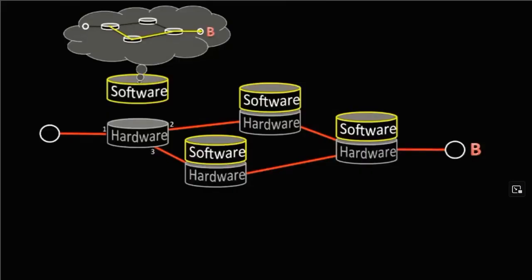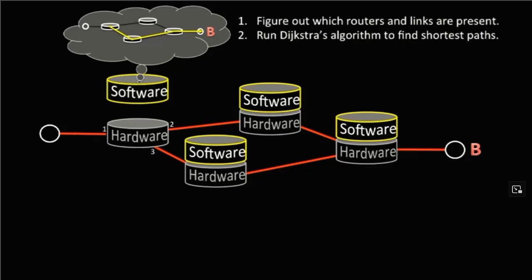It's running that Dijkstra's algorithm. But first of all, it has to figure out which routers and links are present. So it exchanges messages, figures out which ones are present, and then it runs that Dijkstra's algorithm to find the shortest path through the network. Once it's figured out the shortest path, it sends down a whole load of rules down to the hardware that says things like, if a packet is going to B, then send it out of port 3. It's turned a global knowledge of the network into a local rule that it can tell the underlying hardware.